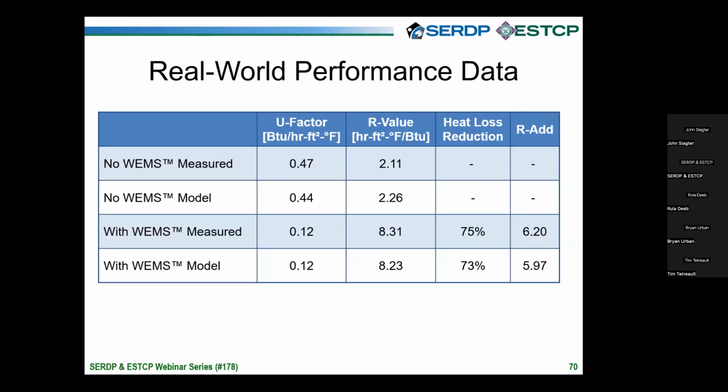So here's the performance data that we got. We had model data and actual measured data. The existing window was a little over R2, R2.2, which is really standard for a double pane window with one low E coating. And when we added to that double pane window a double pane WEMS unit, we got values over 8. That reduced the energy loss by 75% in one case and 73% according to the model.